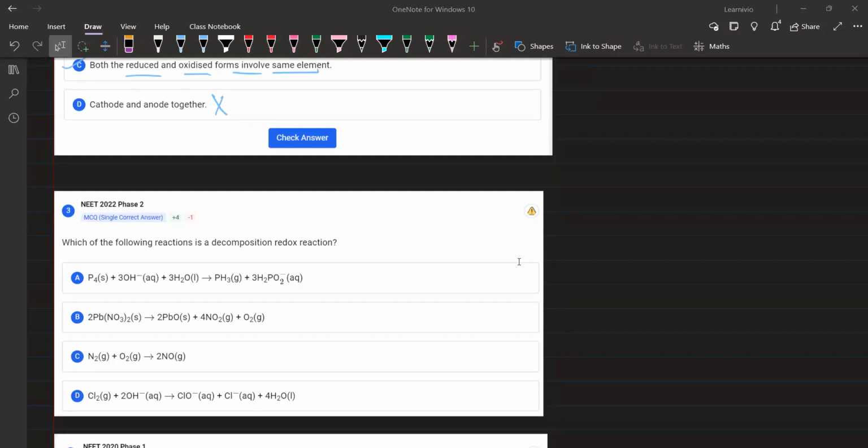Yes, Iram and Alia, correct. Yes, Navi, correct. Very good. It's very easy, na? Because in a decomposition reaction, you will only have one reactant, and this will give you multiple products, right? So here we have multiple reactants, so this cannot be the correct option. Here we have only one reactant, so this is true. This is two reactants, not correct. This is two reactants, not correct.